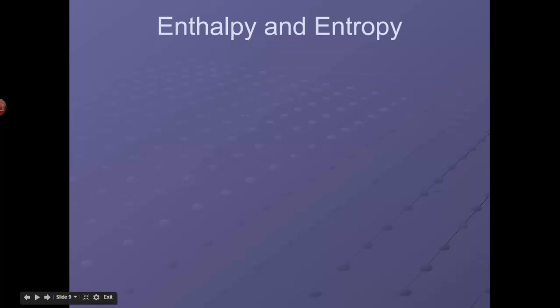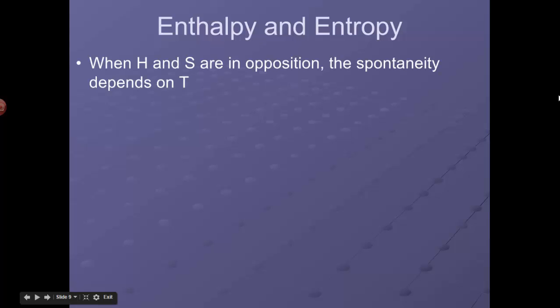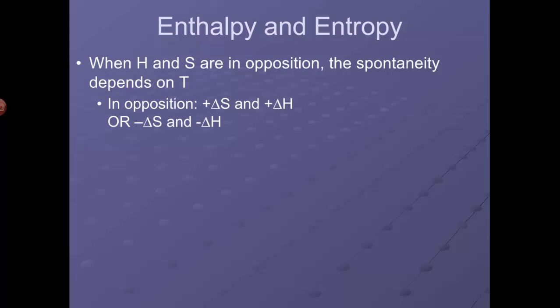Okay? Now, how about enthalpy's relationship to entropy? Okay, H and S, enthalpy and entropy, when they're in opposition, in other words, when the reaction is endothermic and it's becoming more ordered, or the reaction is exothermic and the system is becoming less ordered, they're in opposition for spontaneity, okay? Then it depends on the temperature. So in opposition means that the two values are telling you opposite things about spontaneity.